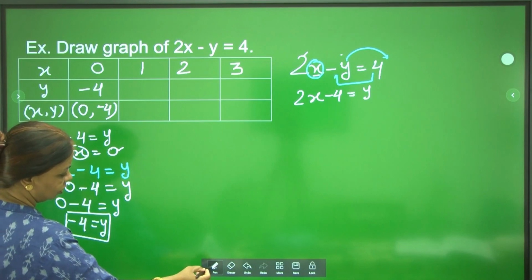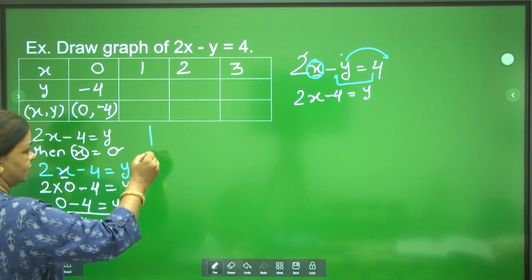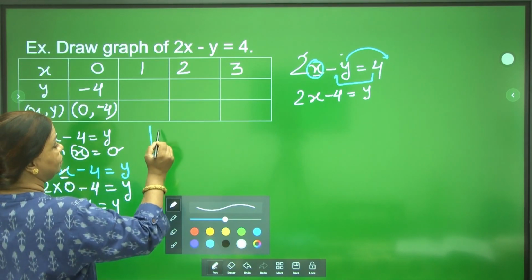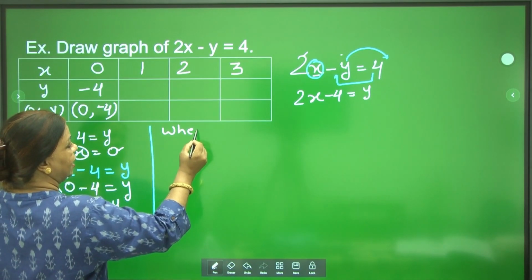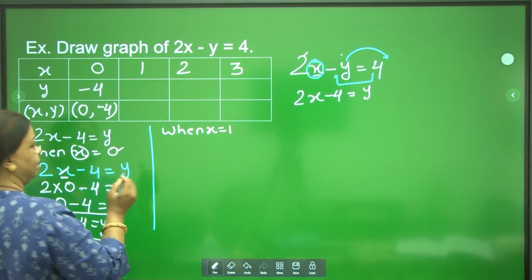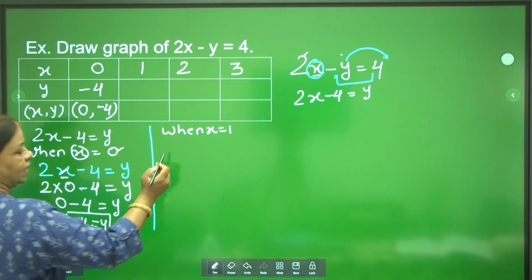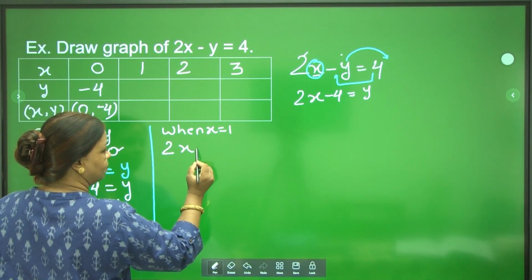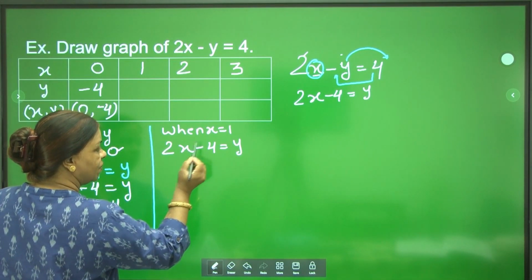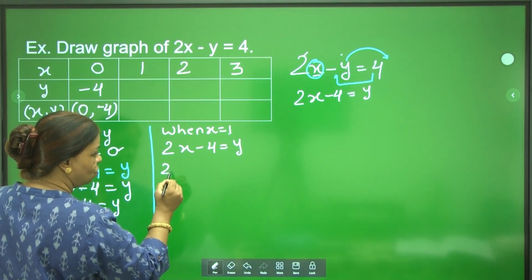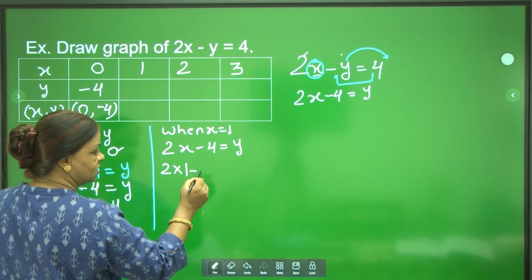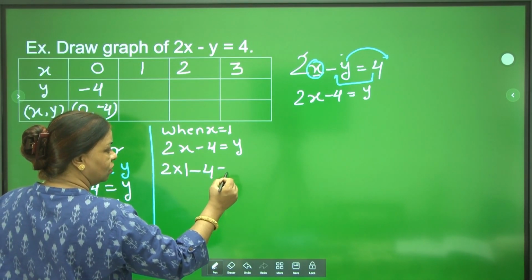Now I will go for another value, that is when x is equal to 1. So I will write here when x is equal to 1. What will be the value of y? My equation is 2x minus 4 is equal to y. Write 2x minus 4 is equal to y, and the x value is how much? 1. So 2 into, now x is how much? 1. So I'll write 1, then minus 4 is equal to y.